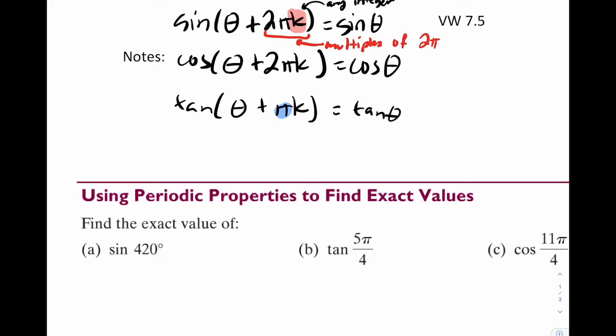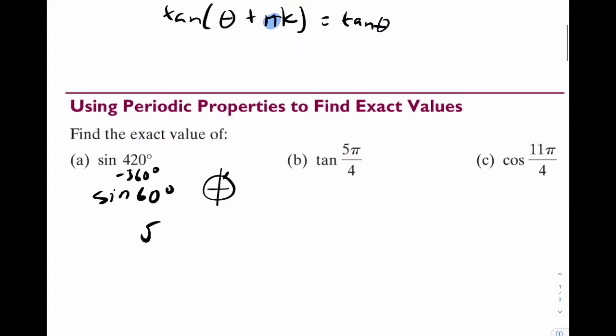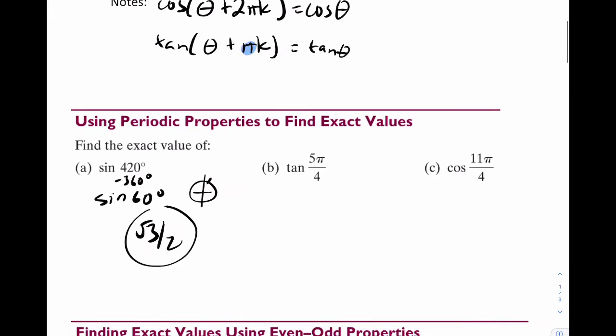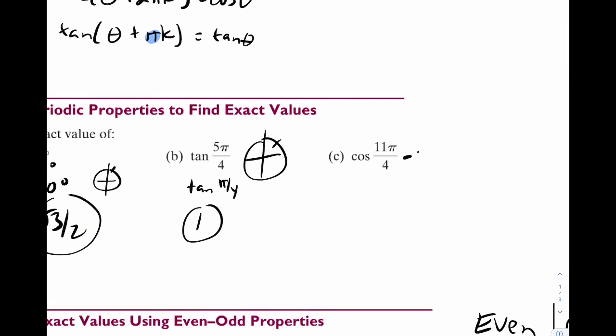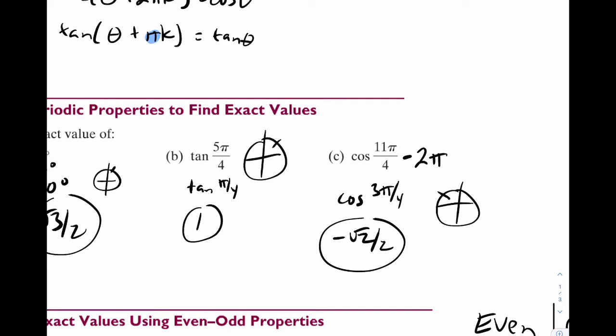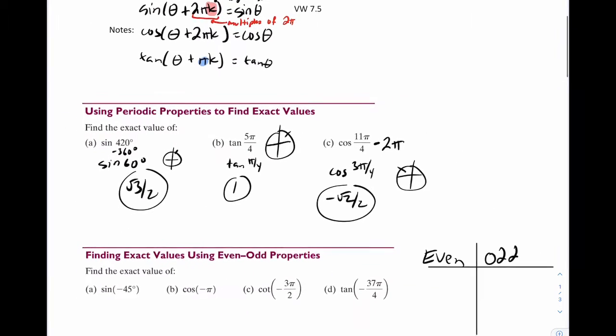Sine of 420, we can just subtract 360, that's sine of 60. Hopefully we're at a point where we can just look at that and think that is root 3 over 2. Tan of 5 pi over 4. So notice how we could subtract pi, and that's the same as tan of pi over 4. That's right there, positive 1. Cosine 11 pi over 4, let's subtract 2 pi. So that's cosine of 3 pi over 4. That's the middle tick mark in the second quadrant, which is negative root 2 over 2. So notice how really not too bad.